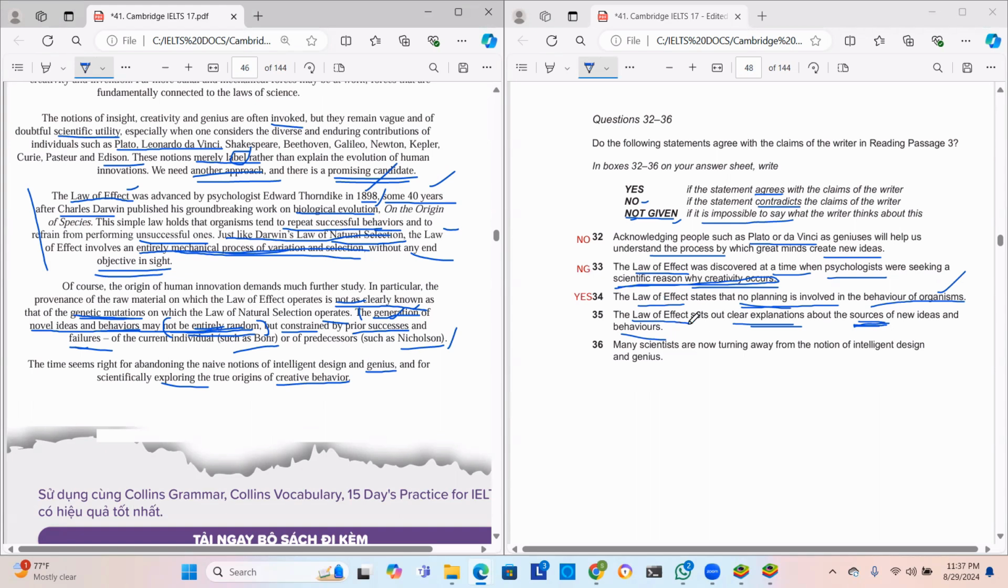See, the statement says the law of effect sets out clear explanations about the sources. It is a direct answer, guys. In particular, the provenance of the raw material on which the law of effect operates is not as clearly known as that of genetic mutations. It is not clearly known. Here he says it sets out clear explanations about the sources of new ideas. So it is completely opposite, right? So what is the answer, guys? It's completely opposite. So the answer is no.